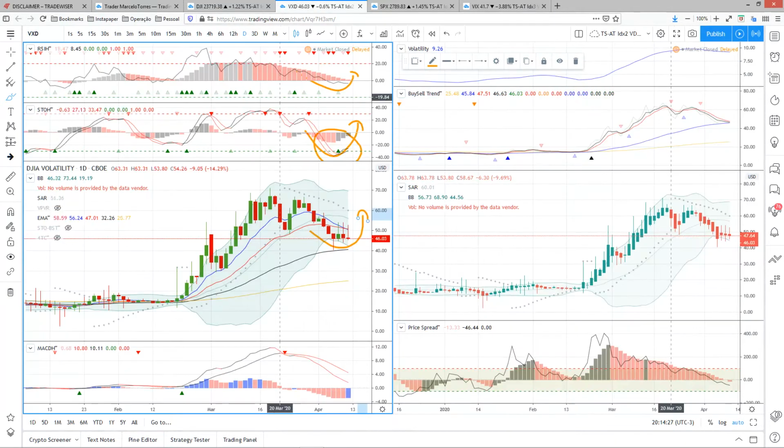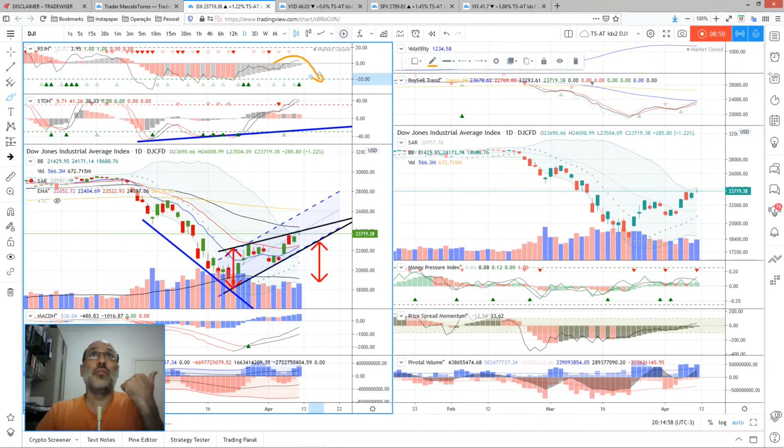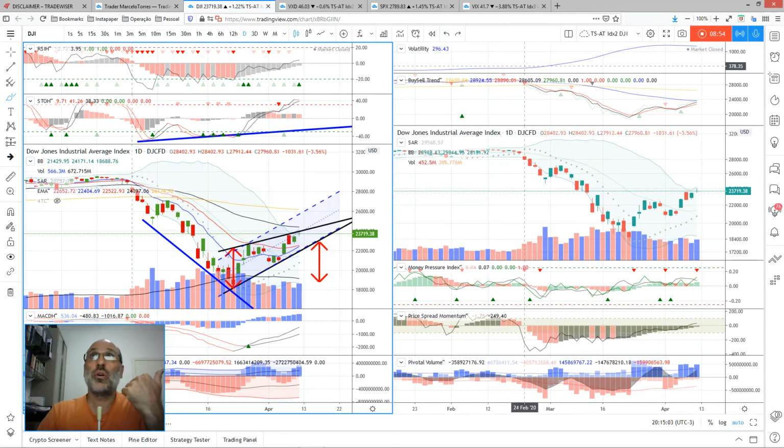Okay, so if we check, unfortunately, we don't have volume on the VXD, so we can't use the volume wave. But look at the MACD. We already have a positive bar being formed. Okay, so at some time we might see something going on. This is nice because now we have an index that gives me the opposite of a certain market index, which is the Dow Jones. All right.